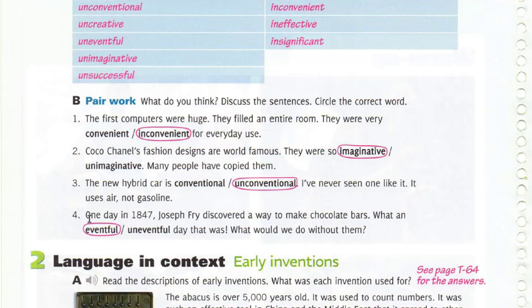Number 4, one day in 1847, Joseph Fry discovered a way to make chocolate bars. What an eventful day that was. What would we do without them? Okay, so it was an eventful day in 1847.